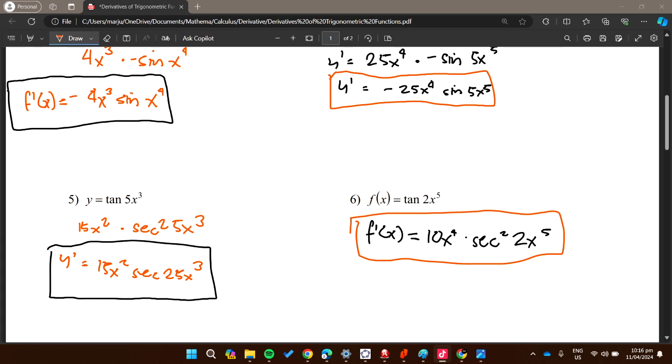Why did it become 25? Where is the 25? Yes, sorry. It is secant squared, then 5. Secant squared, sorry. Alright. So again, that will be our answer. Thank you.